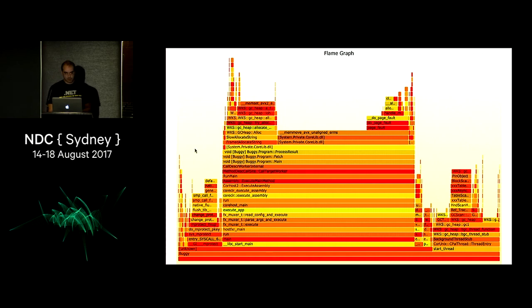Our C# code is over here. So this is program main, and there's a bunch of functions leading up to that point in the core CLR. But this is our code here: program main, program fetch, program process result. And then we can see some of the ways it goes from here.